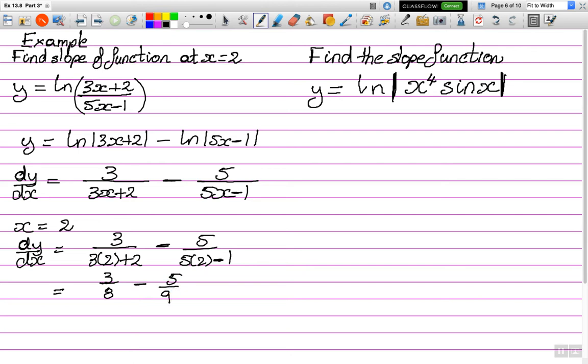And if you're prudent, you will do this on the calculator. So this is going to be 3 divided by 8 minus 5 divided by 9. And the answer is minus 13 over 72.